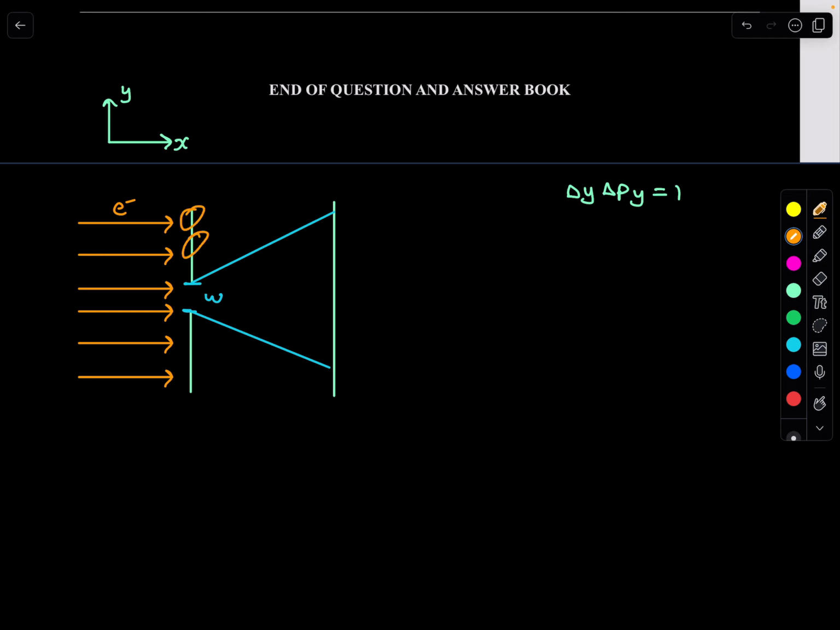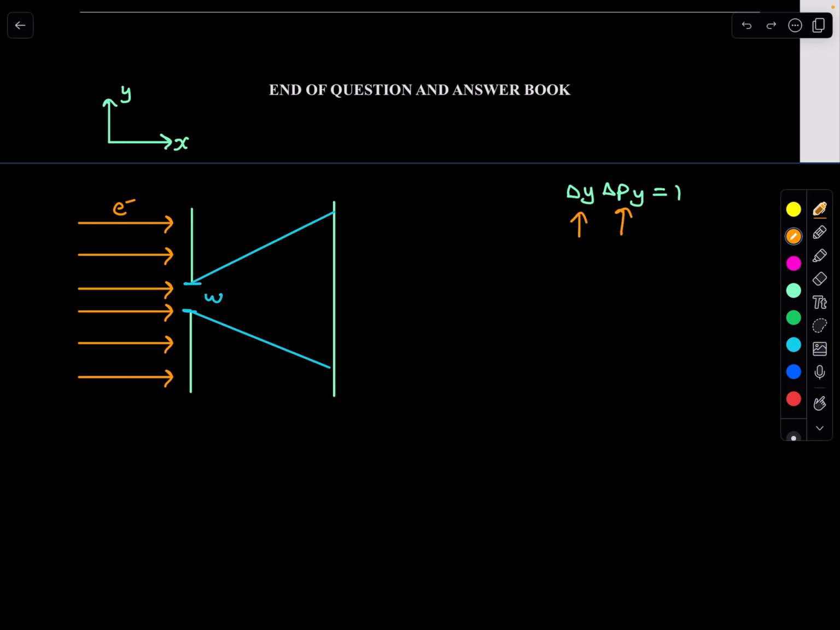It means they can hit here, here, here, here. They could be anywhere. We cannot exactly measure the exact position. So what does that mean? We have a high uncertainty in both the position and the momentum. That's what it is. But when you put a slit, like this slit here, what have you done?